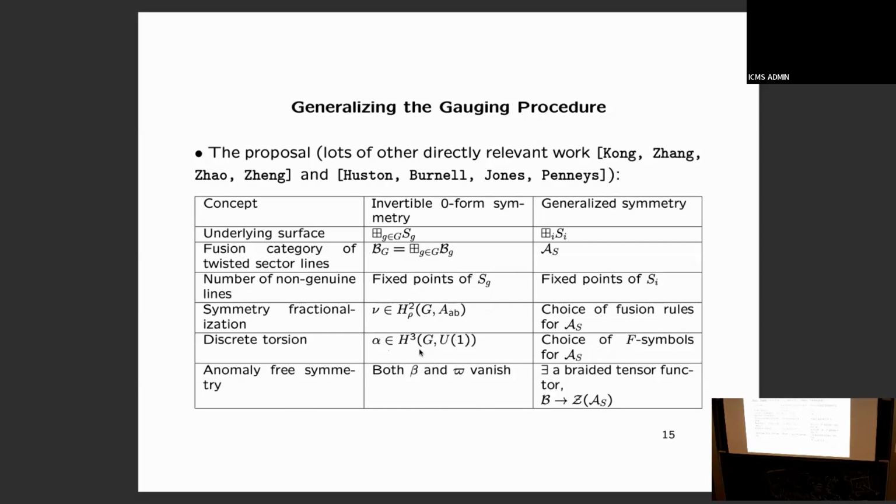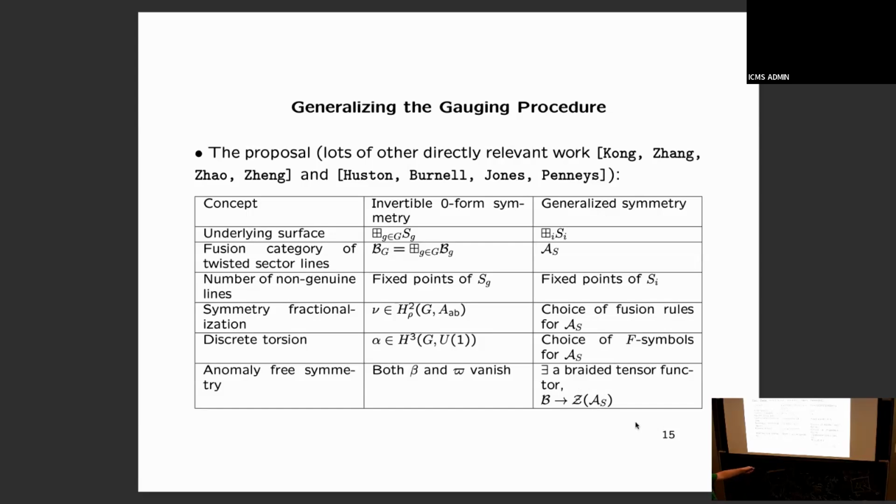Sorry, that's the Postnikov class, H3(G, A^B) with rho action, where both beta and omega, the H4(G, 1), vanish. That's a notion of some kind of anomaly freedom. And the more general statement, as I'll try to motivate over these next couple of slides, is that there exists a braided tensor functor from B to the Drinfeld center of this fusion category.